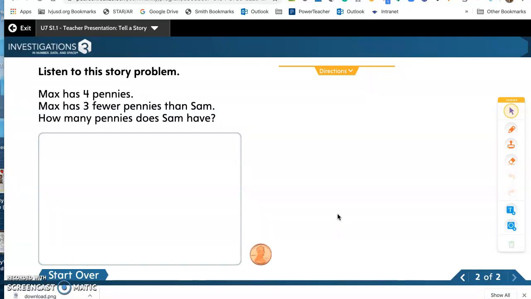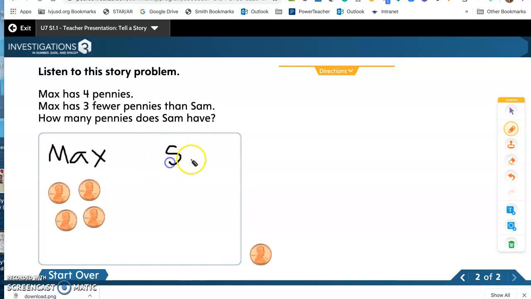Now I'm going to tell you a story about Max. Max has 4 pennies. Max has 3 fewer pennies than Sam. How many pennies does Sam have? Again, we're going to think about what information we know in the story. We know that Max has 4 pennies. We don't know how many pennies Sam has. That's what we're trying to figure out.